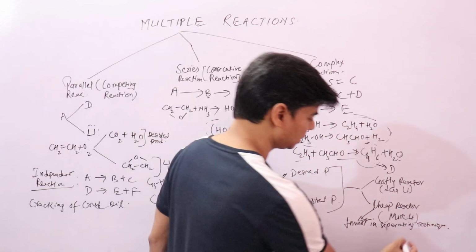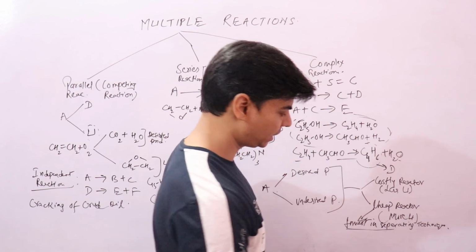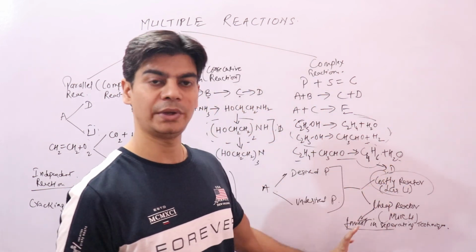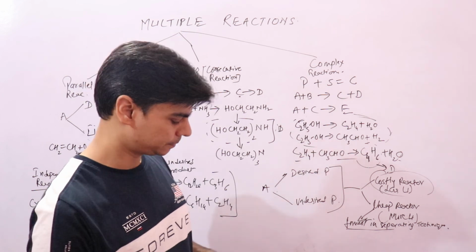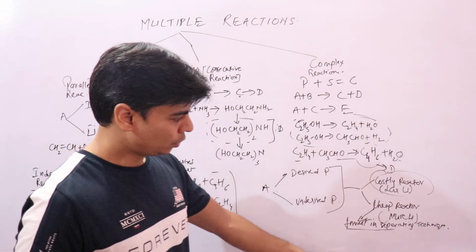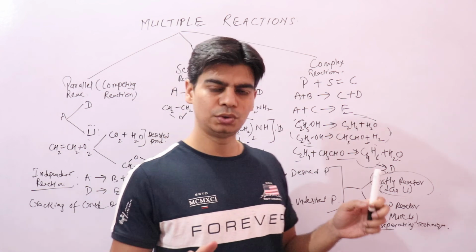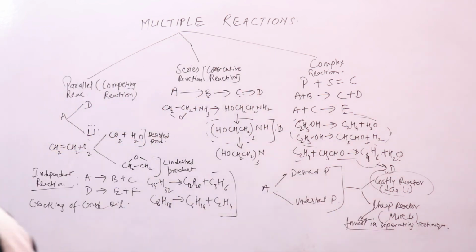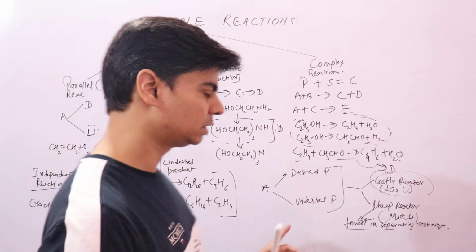So these two things, investment in separation technique and the cost of the reactor, you have to see where you can save more. These two things you have to consider while designing a chemical reactor in order to carry out a chemical reaction. I hope this is clear.